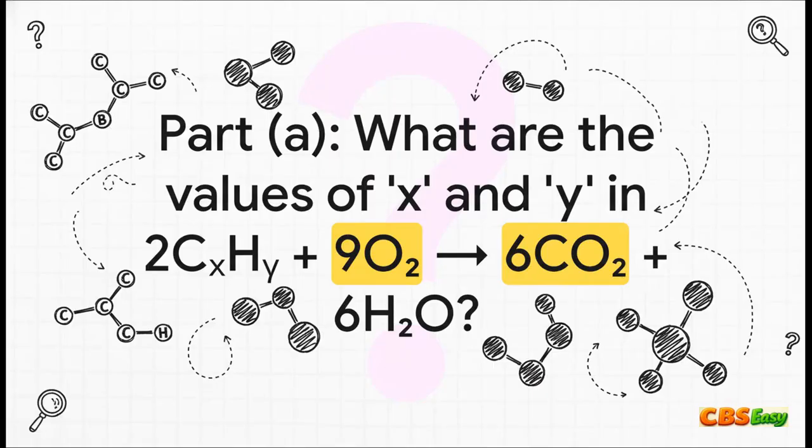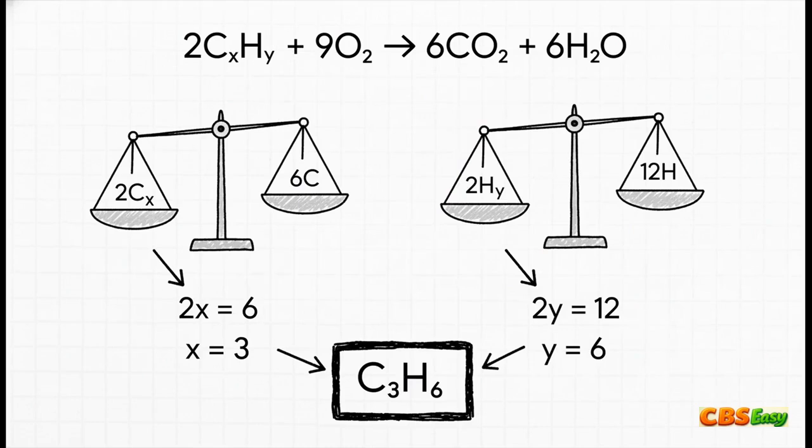First up, part A. The question just wants the values of X and Y for the hydrocarbon. Don't let the letters scare you. This is simply a conservation of atoms problem. We just need to balance the carbon and hydrogen atoms on both sides of that arrow. Okay, let's balance it out. On the right side of the equation, we have 6 carbon atoms in 6 CO2. So on the left, 2 times X has to equal 6. That's simple math. X equals 3.